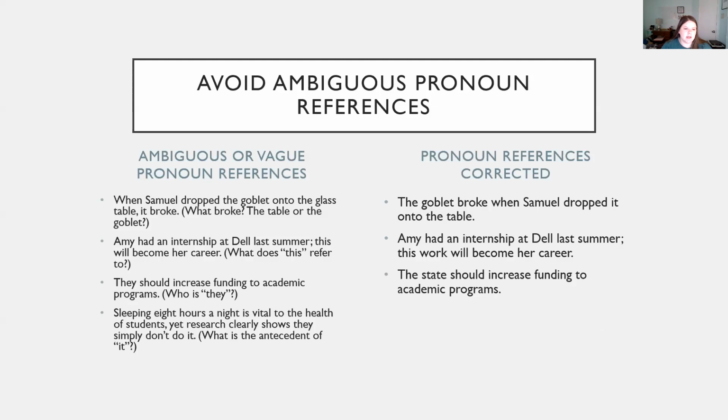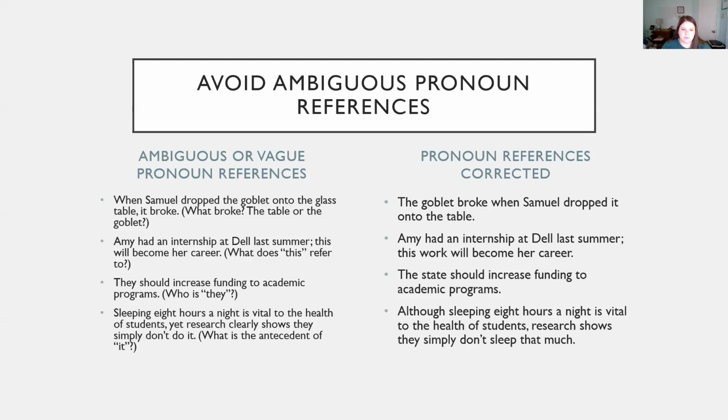Oh, and then the last one: sleeping 8 hours a night is vital to the health of students, yet research clearly shows they simply don't do it. And then you're looking for, what is the antecedent of it, right? Is it sleeping 8 hours a night? Is that being healthy? What specifically is it referring to? And so you can change that to be, although sleeping 8 hours a night is vital to the health of students, research shows they simply don't sleep that much. And so you've made it very clear what it actually refers to in that sentence.